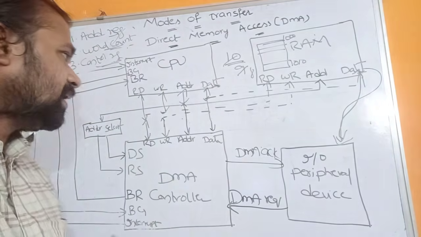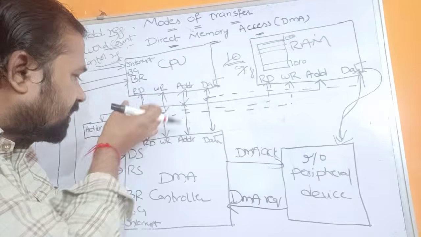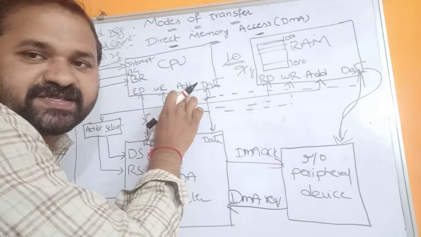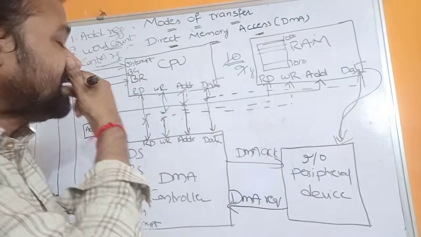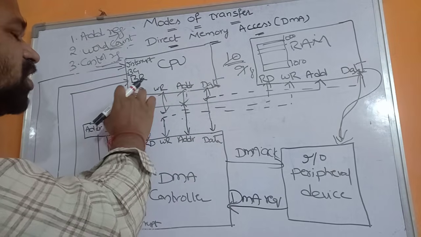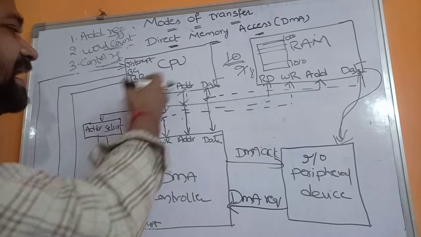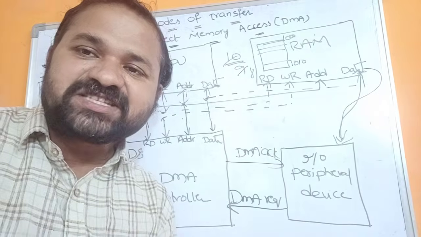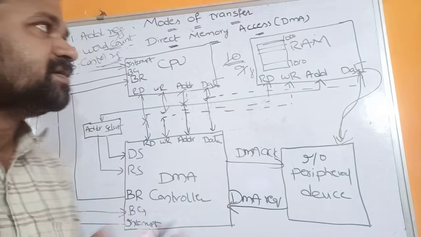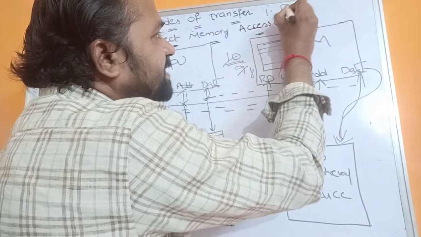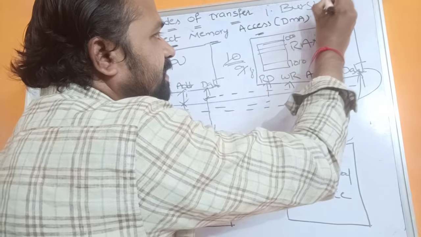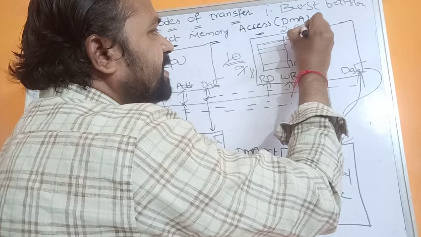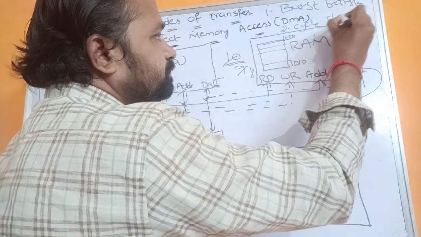Now what will the CPU do? The CPU can access its address bus. It enables its address bus and data bus, and depending upon the operation, it enables the read and write control input lines. Here the data transferring is done in two modes. The first mode is burst transfer mode, and the second mode is cycle stealing mode.